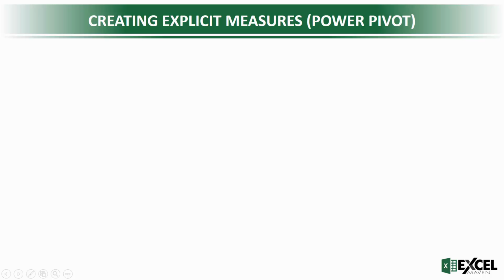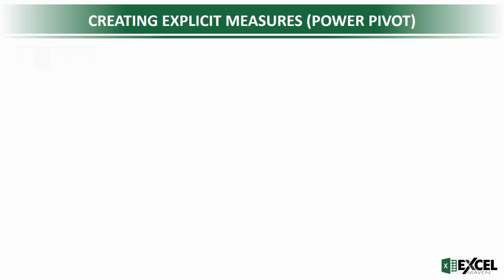All right, now let's talk about the proper way to create explicit measures. So we're not going to use the AutoSum shortcut anymore. Now we're going to actually write DAX to create explicit measures through our Power Pivot tab. So it'll be in the actual pivot table view, not in our data model, when we create these explicit measures.